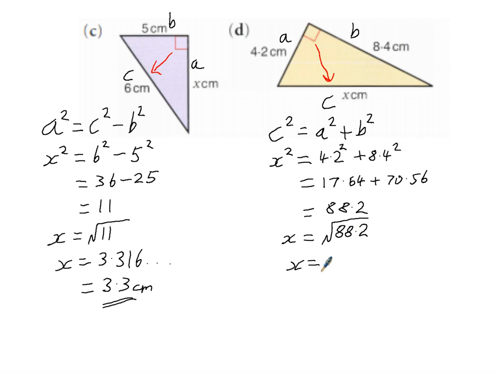You put that in your calculator, it comes out at 9.391, loads of other numbers. And I'm going to round that to one decimal place, which would be 9.4, because the 9 rounds the 3 up.